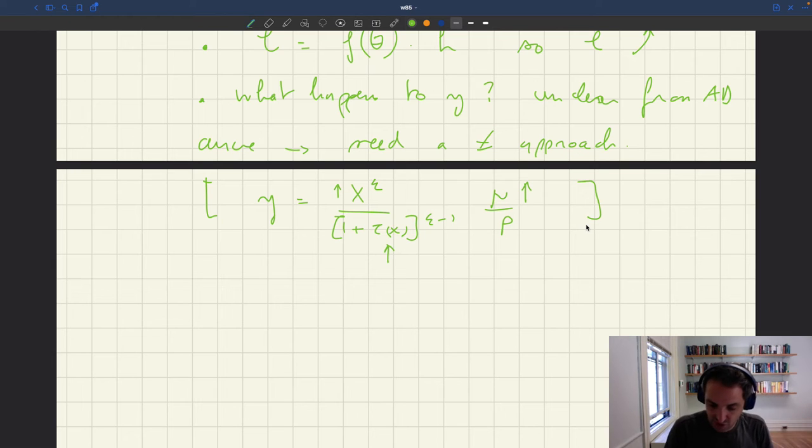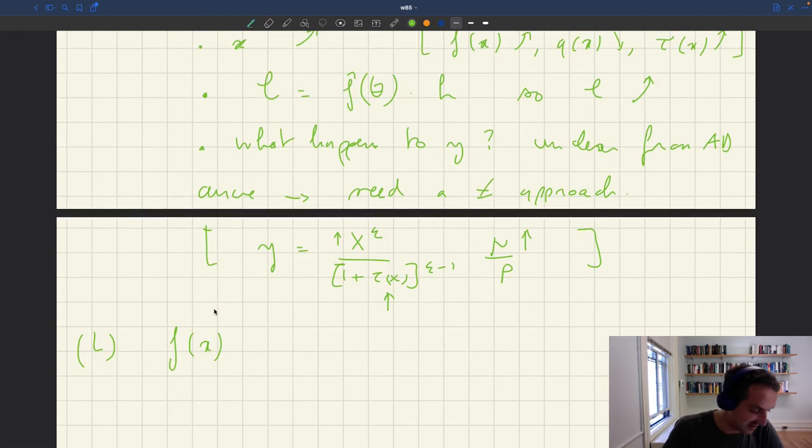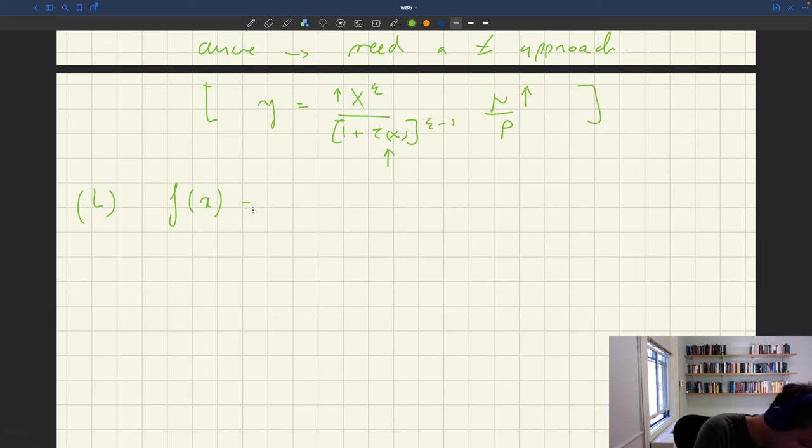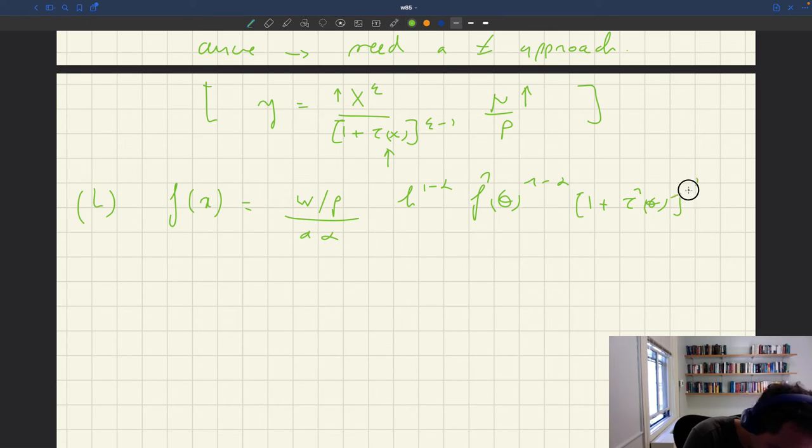And so in fact, what we're going to use is one of our solution equations. Once on the labor market, once we had reshuffled our labor demand and labor supply, we had this equation that we had called L, L for labor market, that was saying that f of x, and again, you'll have to go back to the derivation of the solution of the model. We had gotten that equation that in fact we had used to get this XL function that we have here. That came from an equation that looked like this, that we had called L, that was f of x is equal to w over p divided by A alpha h to the 1 minus alpha, f hat of theta to the 1 minus alpha, 1 plus tau hat of theta to the alpha.